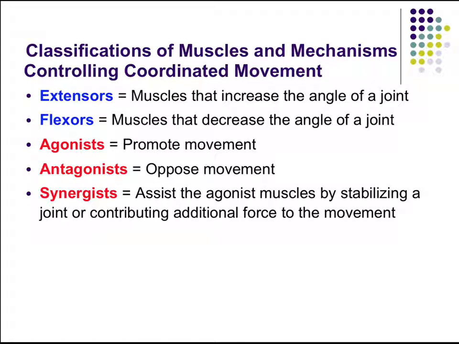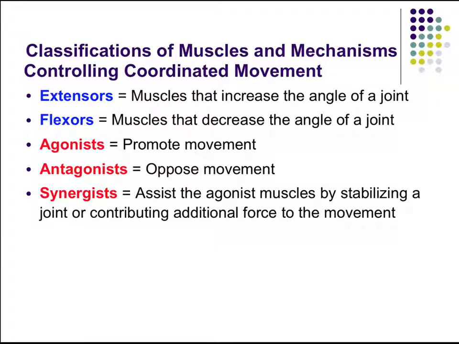So classifications of muscles and mechanisms controlling coordinated movement. So we need to know our muscle types. So we have our extensors and flexors. So our extensors are muscles that increase the angle of a joint. Think of your triceps. And then our flexors are muscles that decrease the angle of a joint. Think of your biceps. Agonists promote movement.